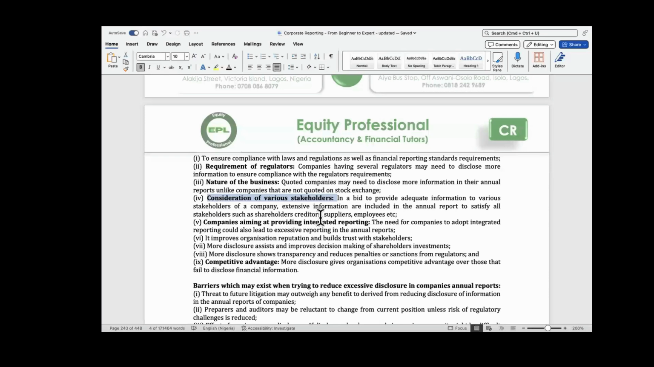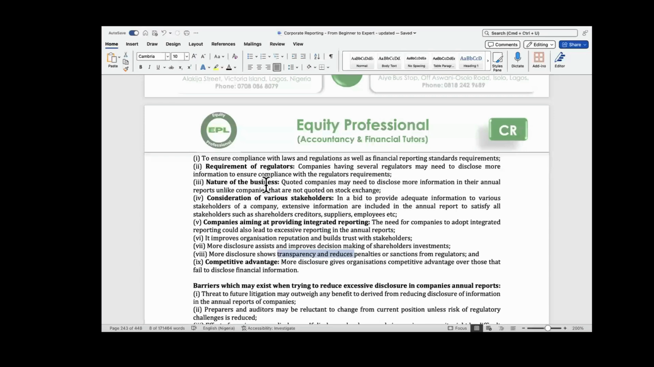Some companies are aiming to provide an integrated report, not just reporting historical data, but explaining how they create value and all of that. Another importance is that it improves the company's reputation. It improves decision making by users. It shows that the company is transparent. It gives a competitive edge for the companies. So also, when trying to reduce excessive disclosure, what are the barriers to that?